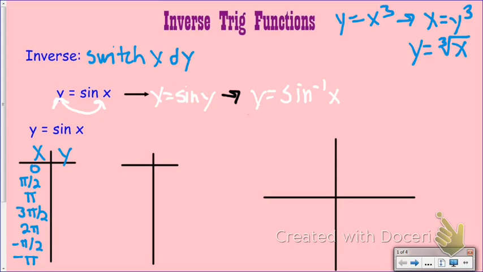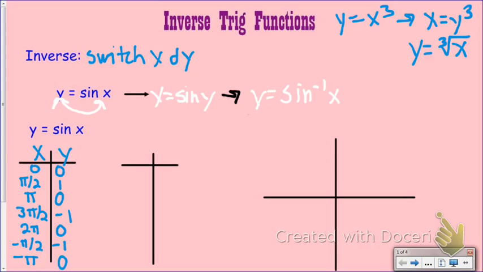So if I plug these values into that y equals sine of x function, the sine of 0 gives me a value of 0. The sine of pi over 2 is 1. The sine of pi is 0. Sine of 3 pi over 2 is negative 1. The sine of 2 pi is 0. The sine of negative pi over 2 is the same as the sine of 3 pi over 2, so that's negative 1. And then the sine of negative pi is the same as the sine of pi, so that one is also 0. So this gives us a few points on our graph that we would plot if we were doing y equals sine of x.